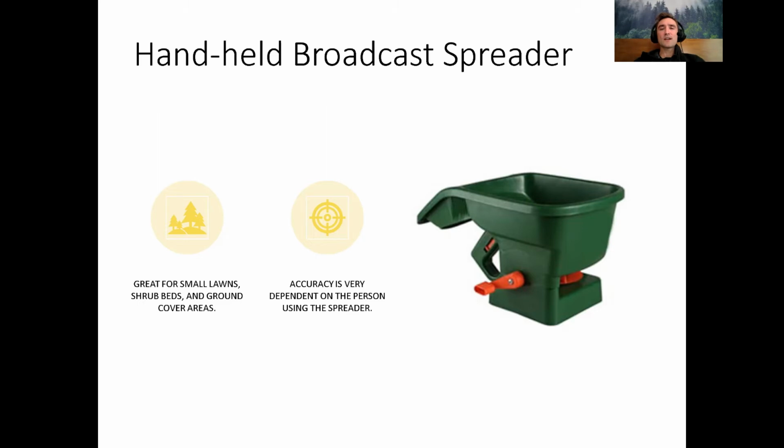These handheld broadcast spreaders are good for small lawns or little shrub beds and ground cover areas where you just need to get in and apply a little bit of fertilizer. The accuracy is very dependent on the person using the spreader, so it can be difficult to know for sure how much you're spreading or how accurate you are.